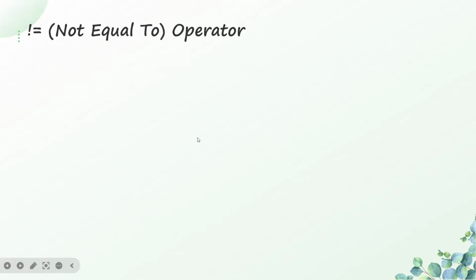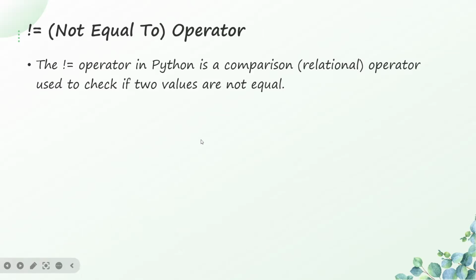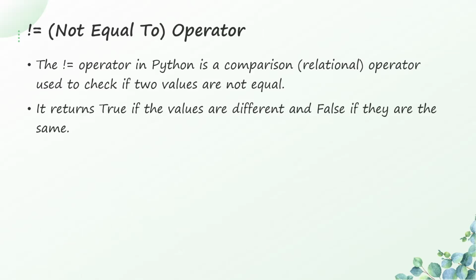We also have the not equal to operator. The not equal to operator is a comparison operator used to check if two values are not equal. The equal to operator checks if two values are equal, but the not equal to operator is checking if two values are not equal. So basically they work in the same way. It will return true if the values are not equal, if the values are different, but it will return false if they are equal.